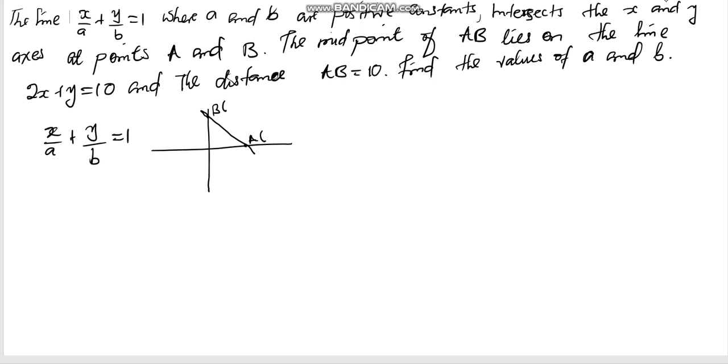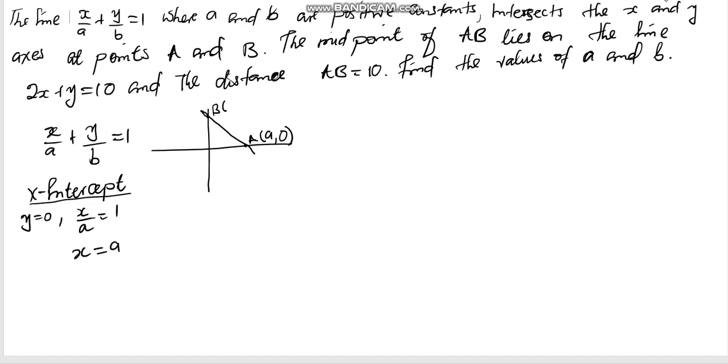So we get the x-intercept first. Getting the x-intercept here, we set y equal to 0. So when y is equal to 0, we have x over a is equal to 1, so therefore x will be equal to a. So meaning that here we're going to have the coordinates a comma 0.